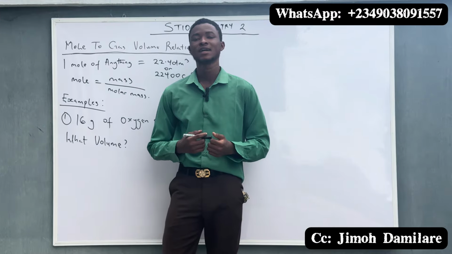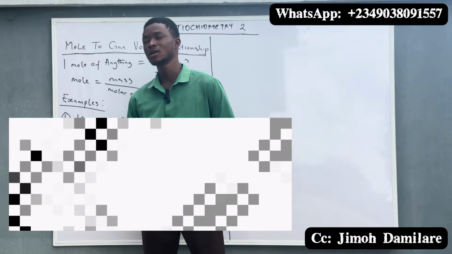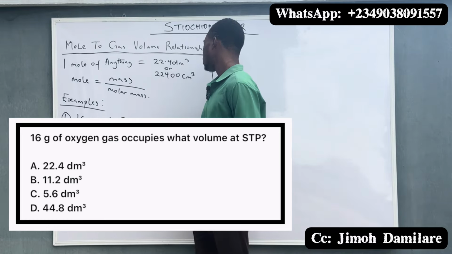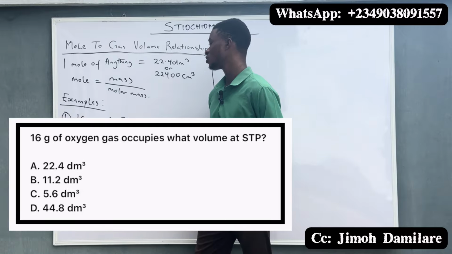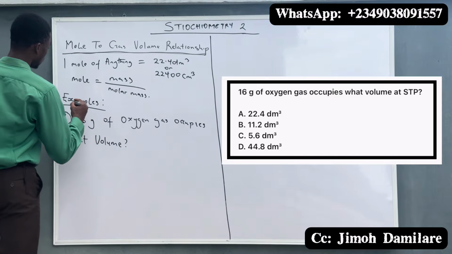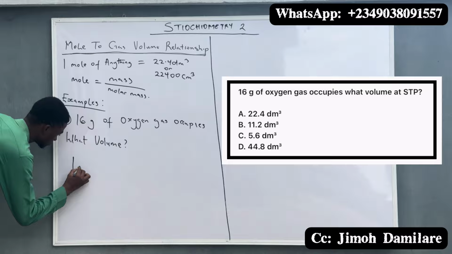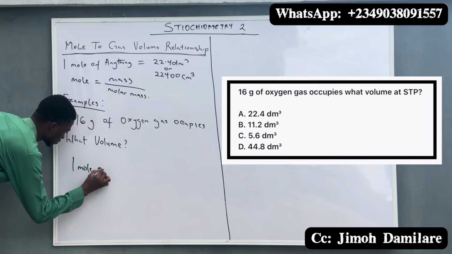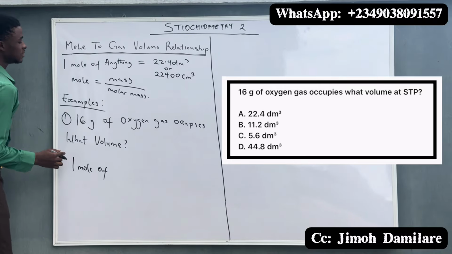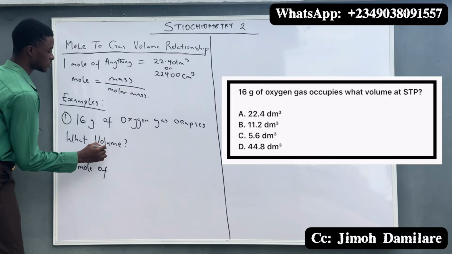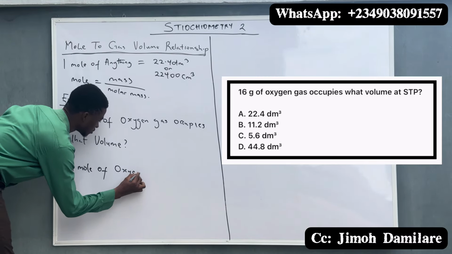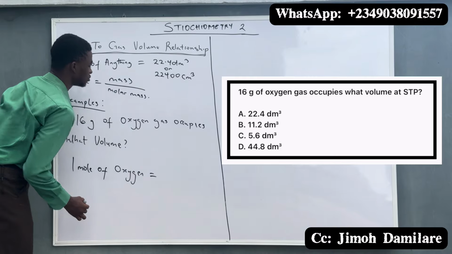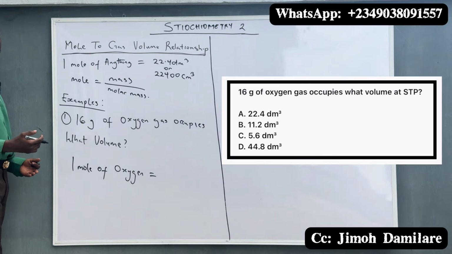Moving to the first example as displayed on the screen, the question says 16 gram of oxygen gas occupies what volume? In order to solve this kind of question, we know that 1 mole of anything, so instead of writing anything here, you can just write what you are working with in this question. So 1 mole of oxygen gas is equal to, you can see the option is in dm cube.